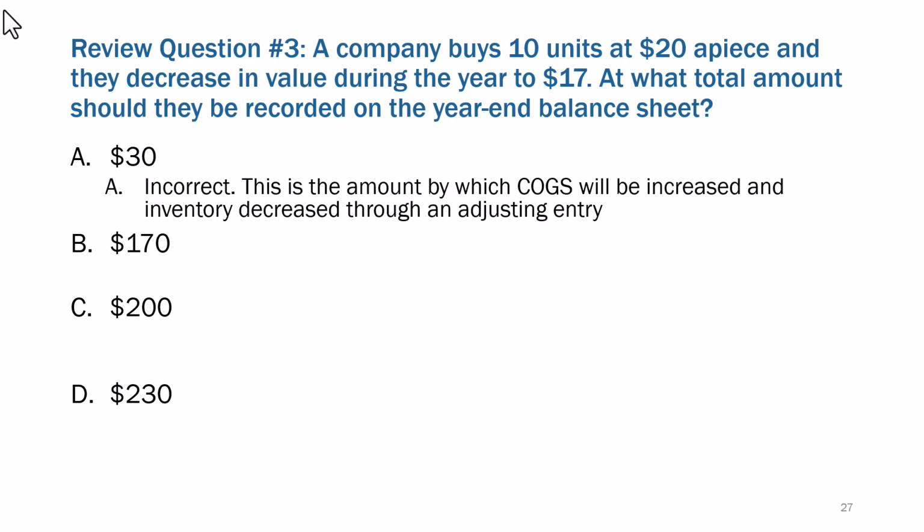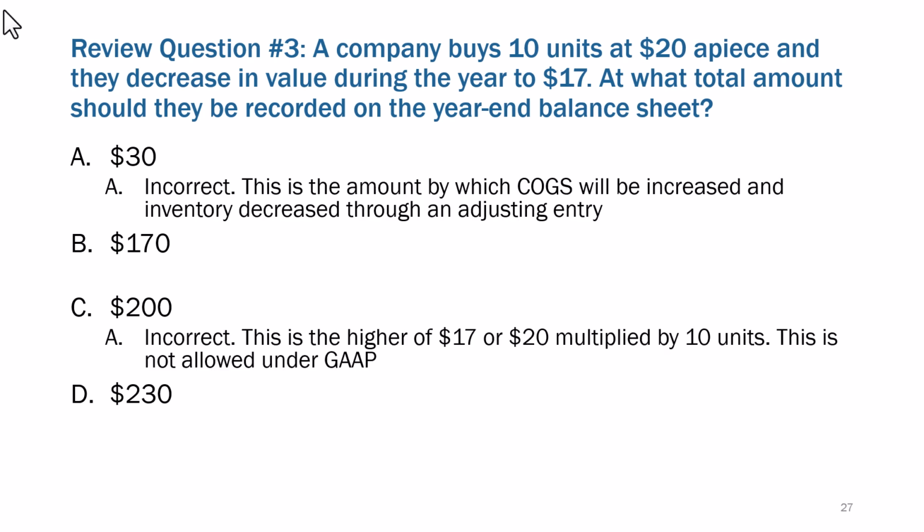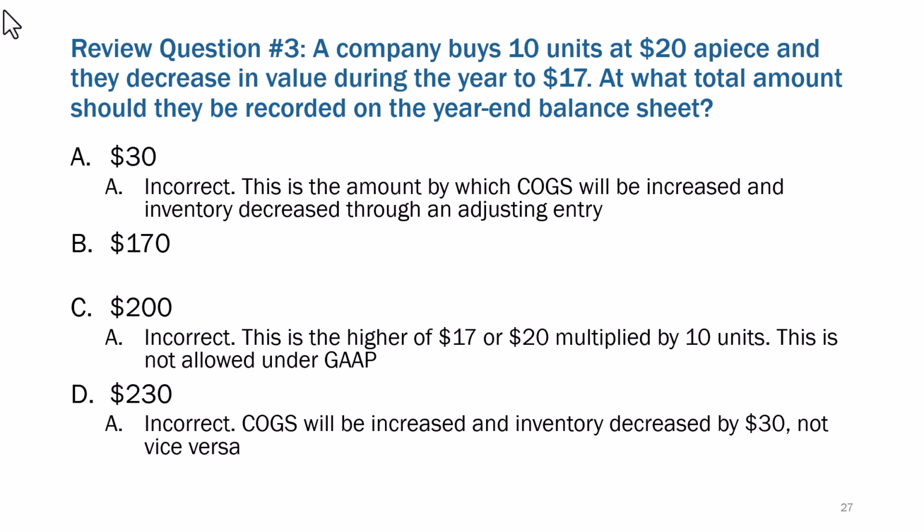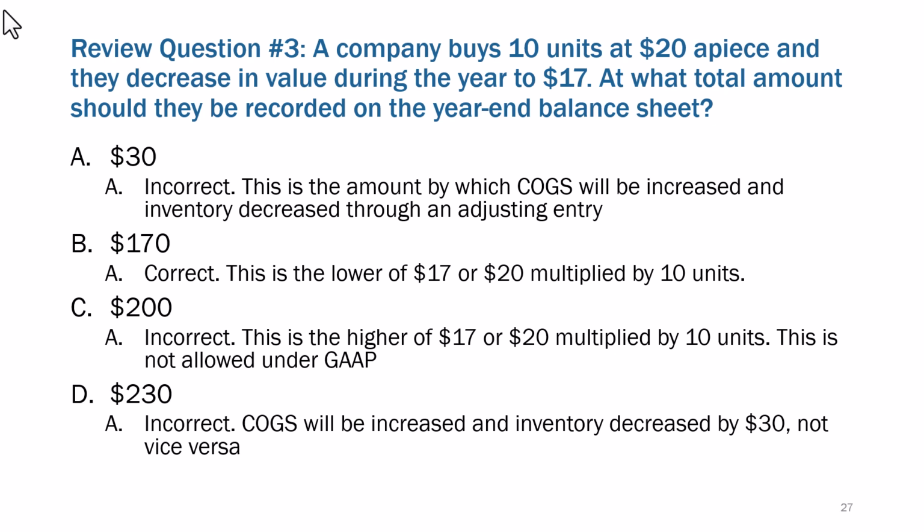It's not 30, that's going to be the adjusting entry. It's not the 200 that they paid for it, because it's not worth at least that amount anymore. It's not 230, we don't increase it by $30. We decrease it by $30. When they bought the inventory, they would have recorded it for $200, but now they can only record it at $170. It's worth $17 a piece for these 10 units. So $170 is what the inventory would be recorded at. $30 would be the adjusting entry they would have to make to debit COGS and credit inventory.